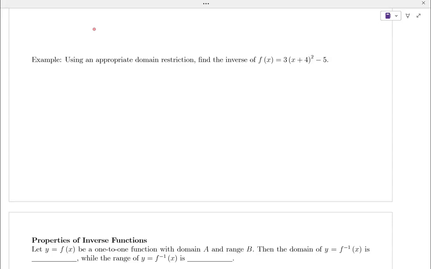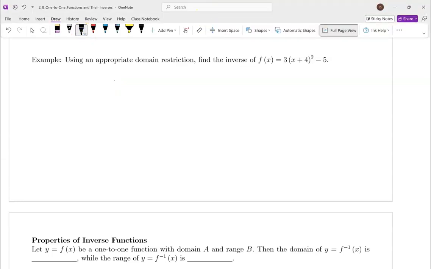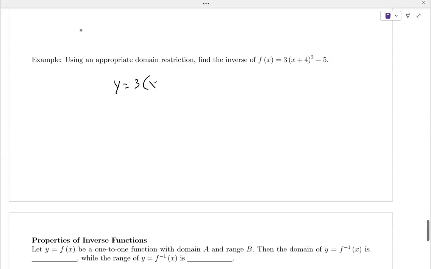So let's see what would have to happen here in order to get this domain restriction that we're talking about. Let me change back to black here. Let's say we just started this problem the same way we have been.